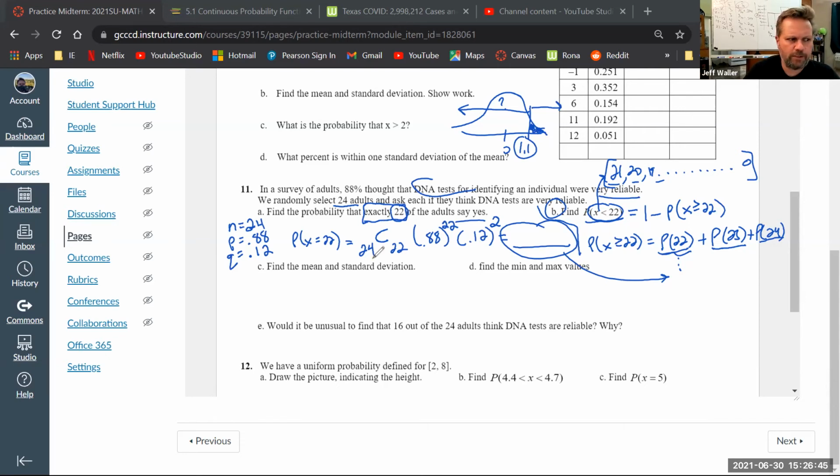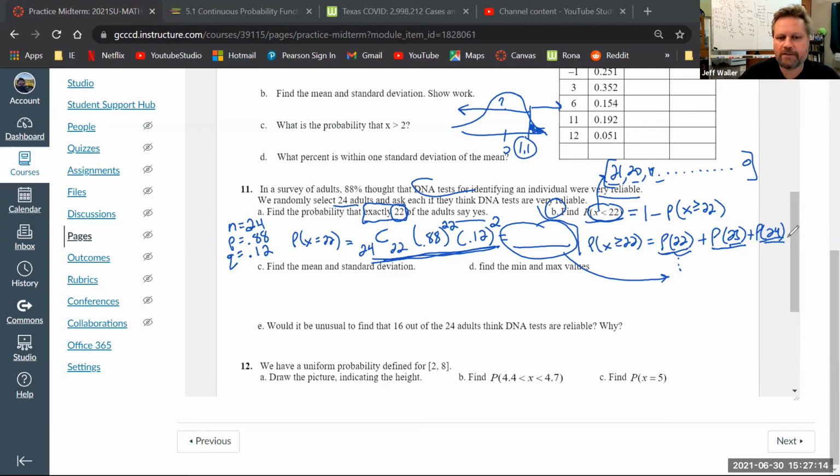So we got 22 here. Then we just have to do this exact same formula for 23, and this exact same formula for 24. Add them all up, subtract it from 1. Do we have to show the formula and then sub in the numbers on the test, or can we just sub in the numbers? You have to show me work, yes.